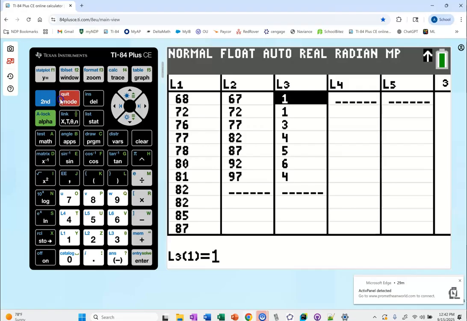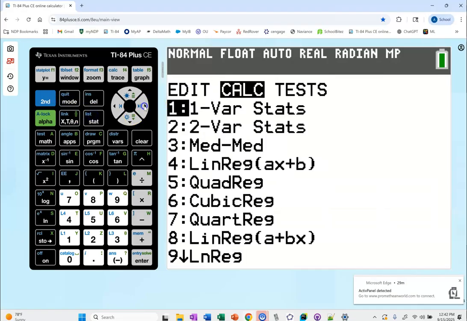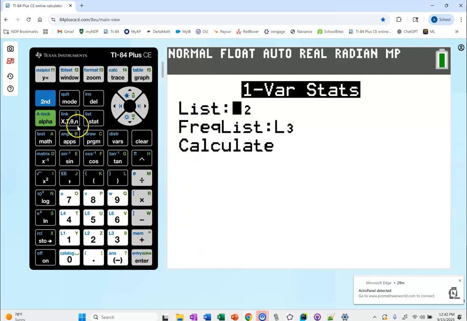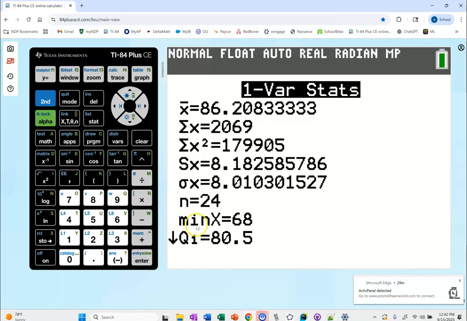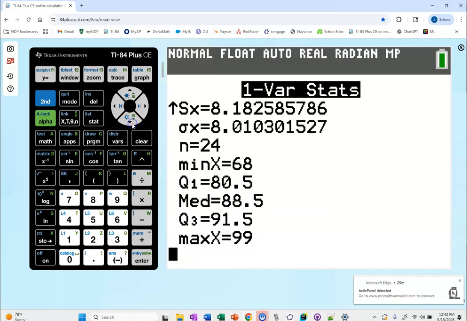So to do that, all I'm going to do is I'm going to do stat, go over to calc, do the 1-variable stats. Now I need to switch that back to L1 because I had other stuff in there from before. And then hit calculate. So min x, that's Q0, that's the minimum value, that's the 68. Q1, 80.5. Notice the down arrow here. If I press down, there's some more numbers here. The median, that's Q2, 88.5. Q3, that's 91.5. Max X, that's the same thing as Q4, that's 99. Everybody cool? So again, that one variable stats button is your friend.